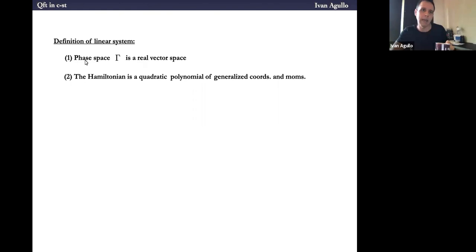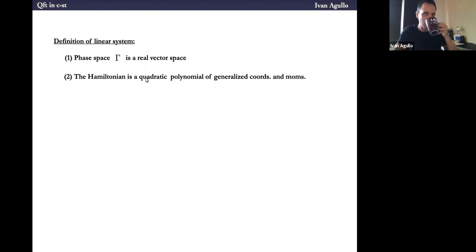Physically, what we mean by a linear system is a system whose Hamiltonian is at most quadratic in the coordinates and momenta. It's called linear, even though the Hamiltonian is quadratic, because if the Hamiltonian is quadratic, the equations of motion are linear. Remember Hamilton's equations: you take derivatives of the Hamiltonian, so the equations of motion are linear. That is the key part of linear systems.